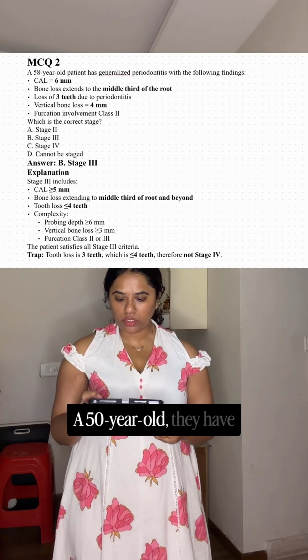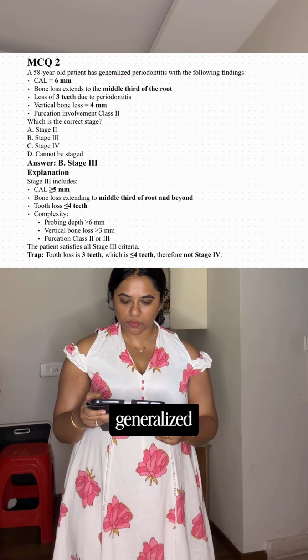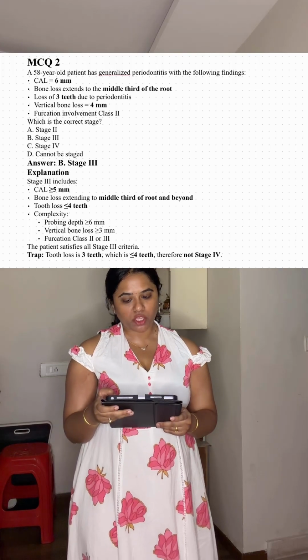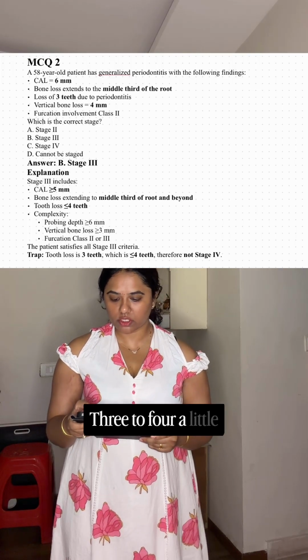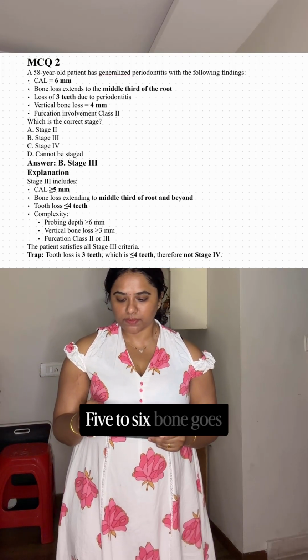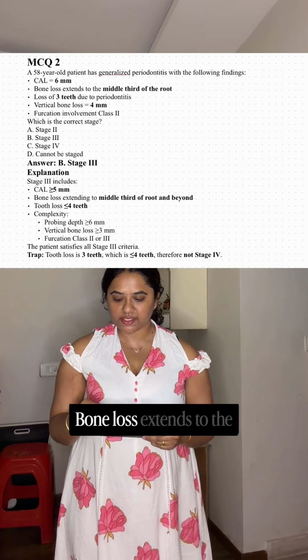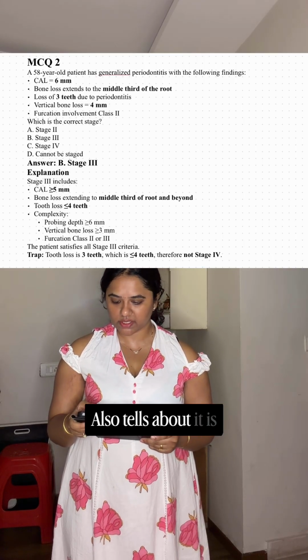A 50-year-old generalized periodontitis patient is given with all these features. Clinical attachment loss 6 mm: 1 to 2, nothing to do, 3 to 4, a little more, 5 to 6, bone goes down. So it is stage 3. Bone loss extends to the middle third. That also tells it is stage 3.